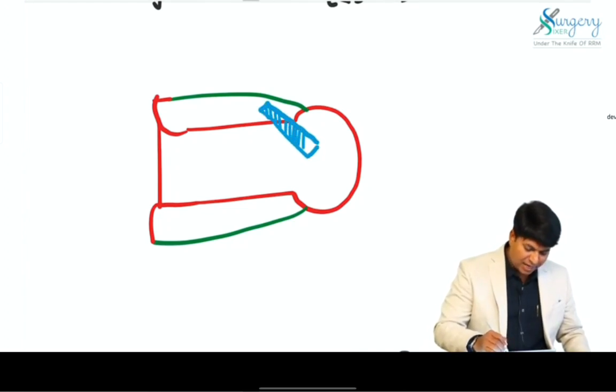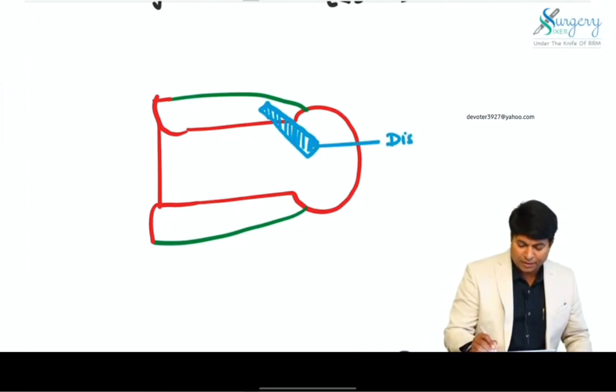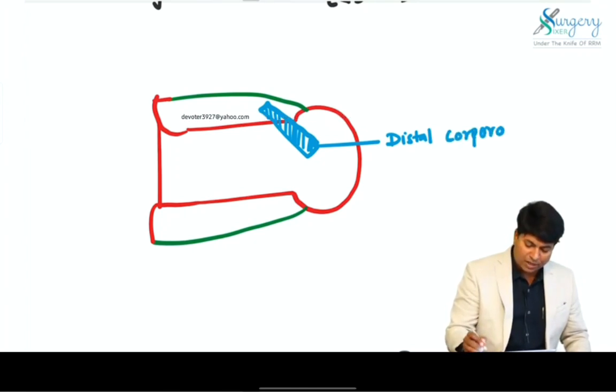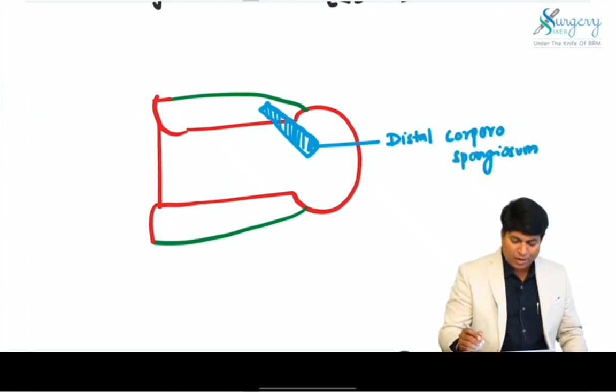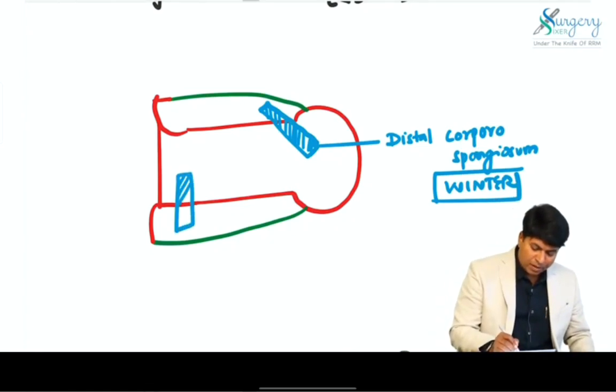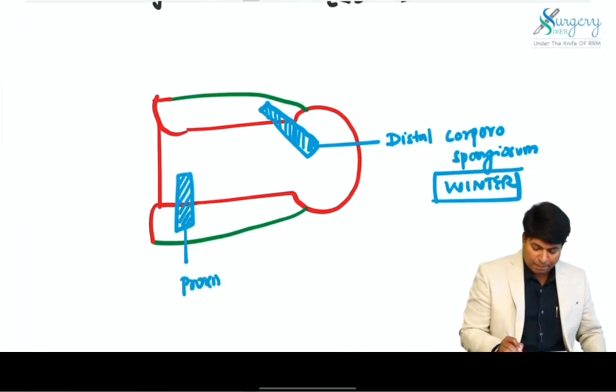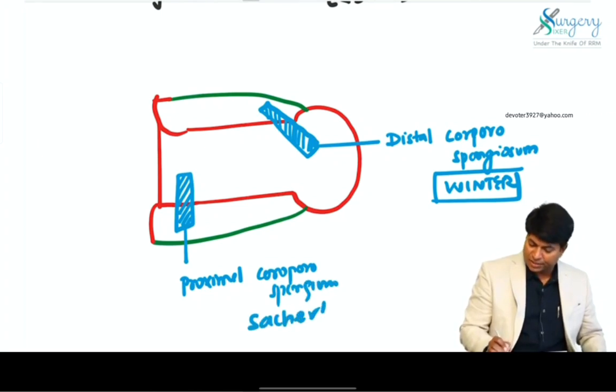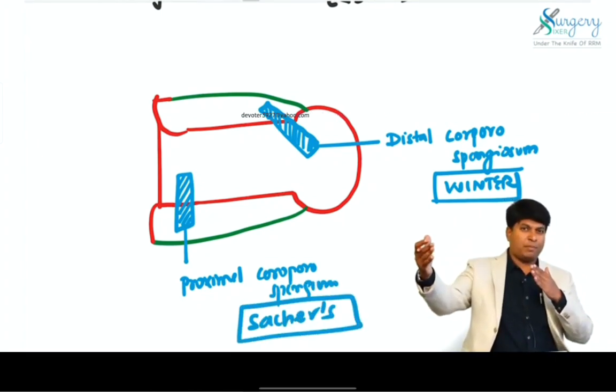The shunt done at the tip of the penis is known as the distal shunt, the distal corporospongiosal shunt, known as the Winter shunt. A similar shunt done proximally between the corpus spongiosum and cavernosum is known as the proximal corporospongiosal shunt, the Sacher shunt. So the Winter shunt is done at the distal part of the penis, and proximally it is the Sacher shunt.